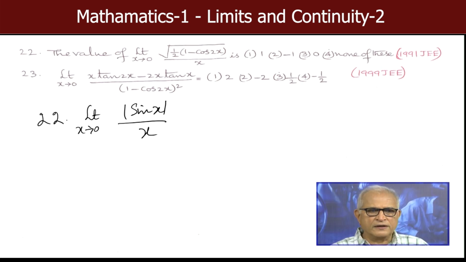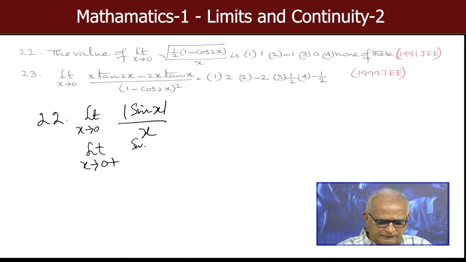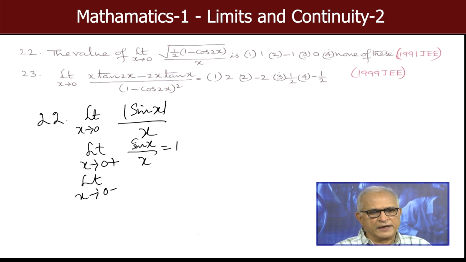Well, you clearly know that this limit does not exist, because when x tends to 0 through positive values, we are considering one-sided limits. That means, when x tends to 0 from right, sin x is positive in 0 to pi by 2. So, mod sin x is same as sin x by x, which is 1. When x tends to 0 through negative values, in the open interval minus pi by 2 to 0, mod sin x is negative. So, mod sin x is minus sin x by x, which is equal to minus 1.